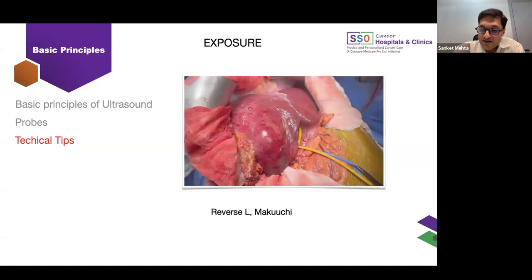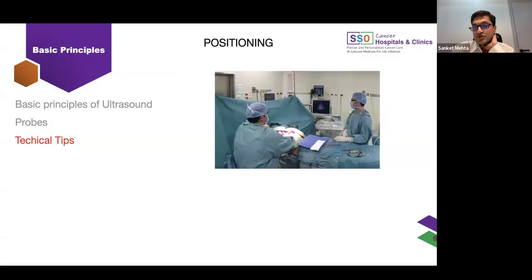But in laparoscopy, it has to be over the right shoulder because often the laparoscopy is done with the surgeon either on the right side or in between the legs of the patient. And hence, the position that is convenient for the machine is over the right shoulder.